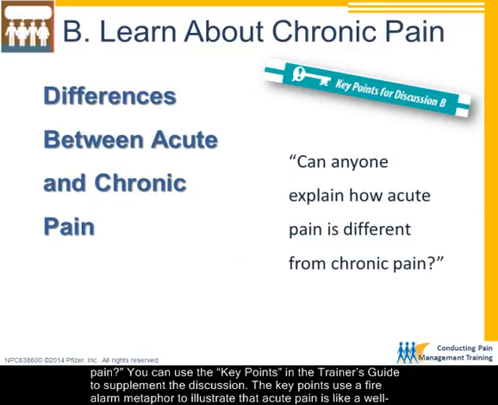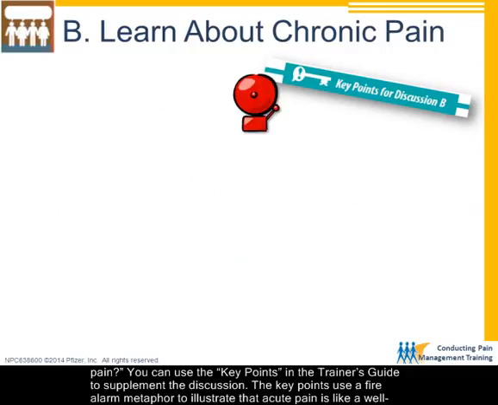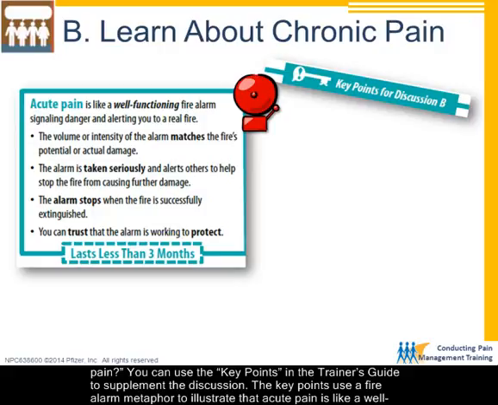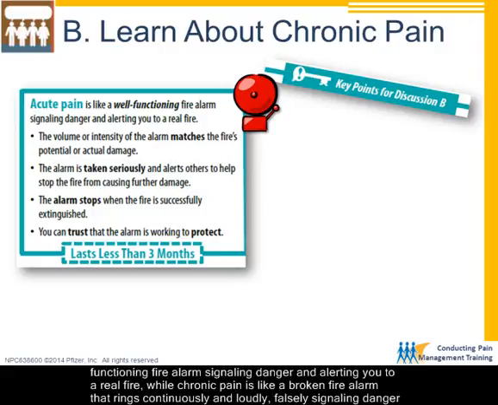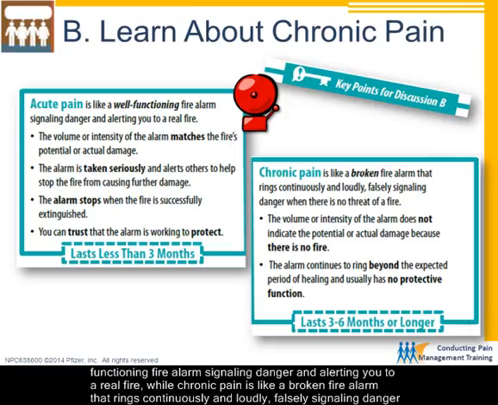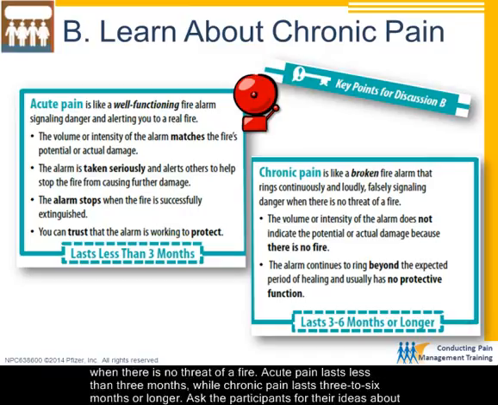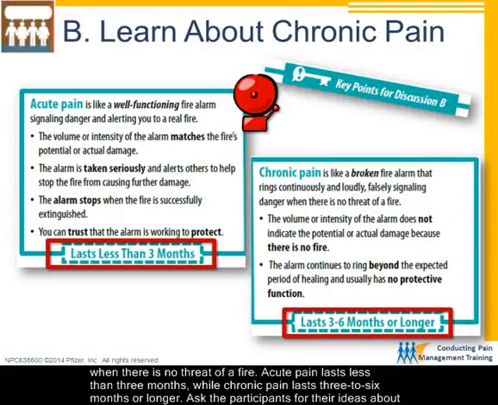The key points use a fire alarm metaphor to illustrate that acute pain is like a well-functioning fire alarm, signaling danger and alerting you to a real fire, while chronic pain is like a broken fire alarm that rings continuously and loudly, falsely signaling danger when there is no threat of a fire. Acute pain lasts less than 3 months, while chronic pain lasts 3 to 6 months or longer.